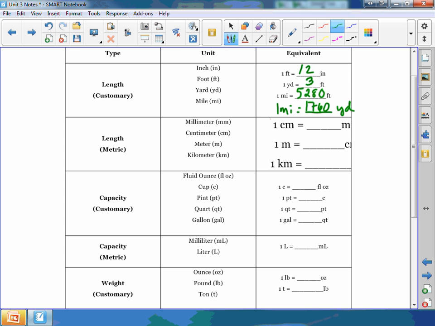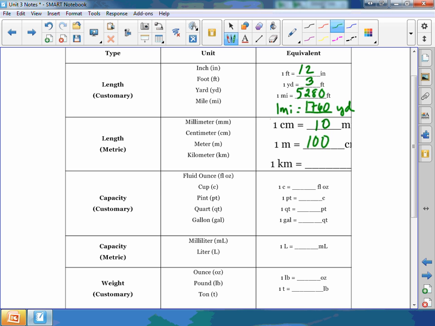So a centimeter, I think this should be millimeters. Mine got cut off. So a centimeter is how many millimeters? Think about a meter stick, centimeters, or even a ruler on the back of it. More than 5. 10. A meter is how many centimeters? 100, yes. So a meter stick has 100 centimeters in it.